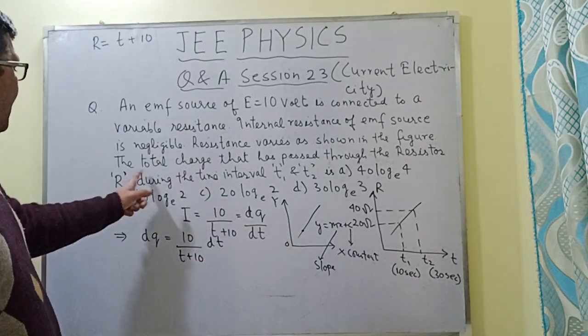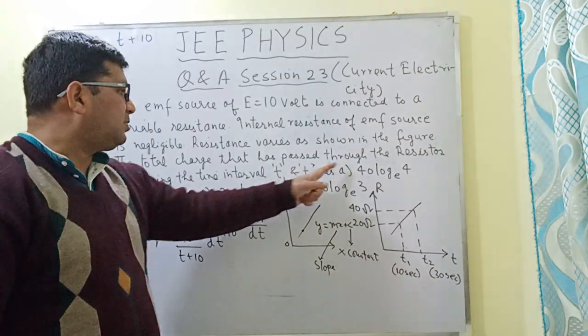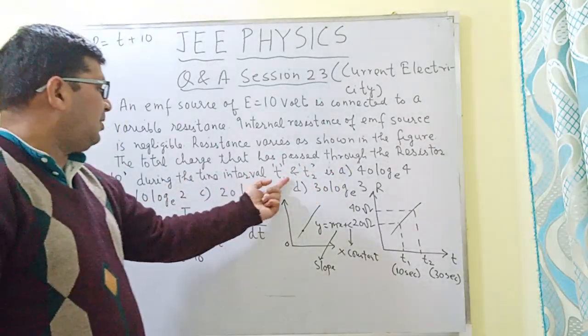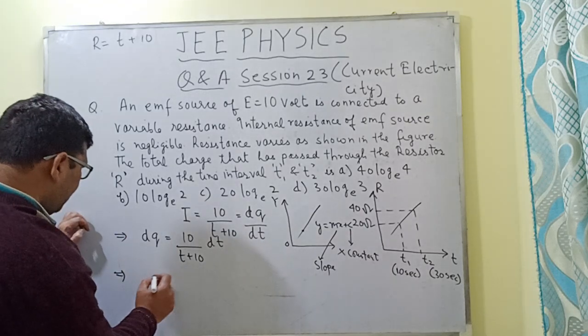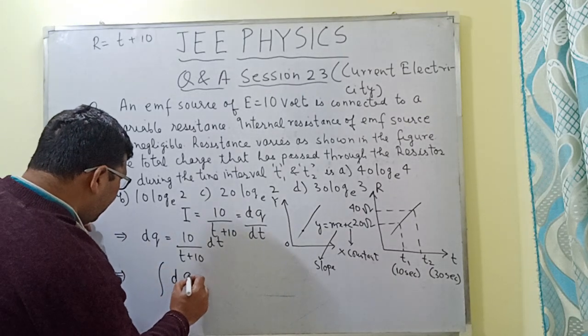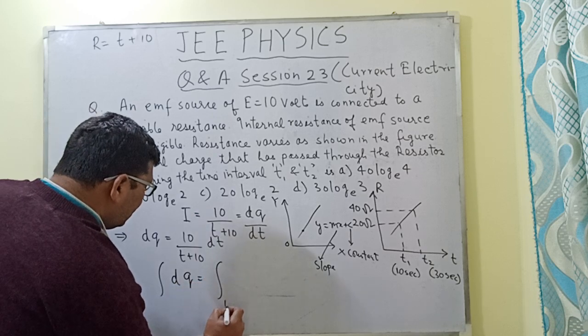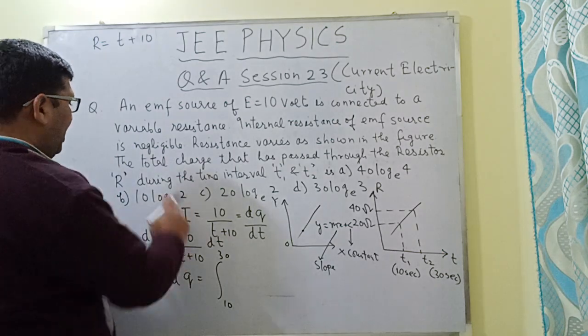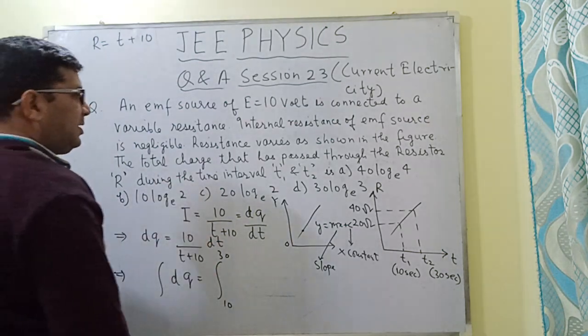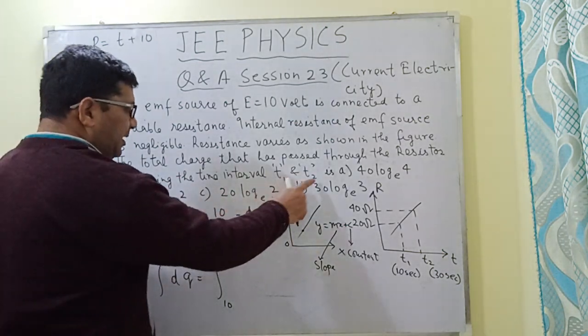Now we have to find the total charge that has passed through the resistor during the time interval T1 and T2. So if I integrate this equation, that is dq, the limits will be from 10 to 30, because we have to find the total charge which has passed through the resistor during the time interval T1 and T2.